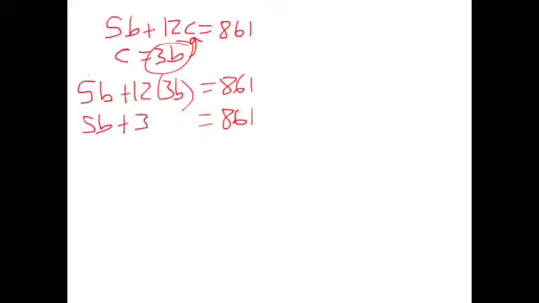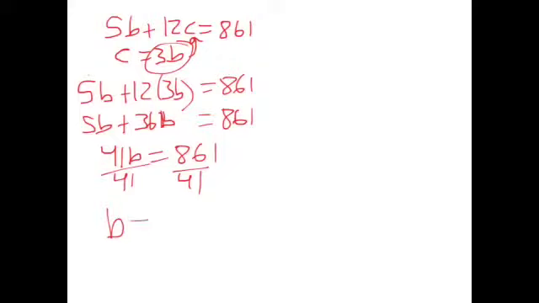5B plus 36B, because 3 times 12 is 36. And I'm going to combine those to give me 41B equals 861. I just need to divide both sides by 41 to get my B all by itself. I don't particularly know that off the top of my head, so use a calculator. It'll probably be helpful. 861 divided by 41 is going to give me 21.